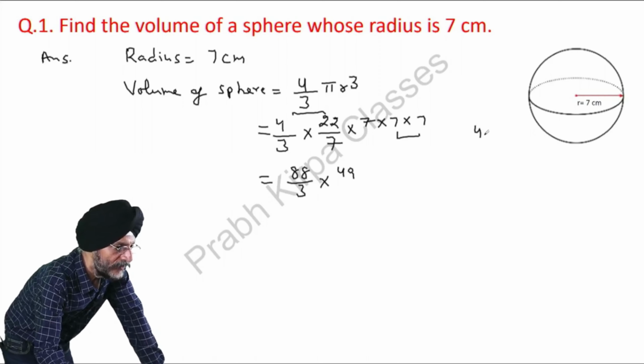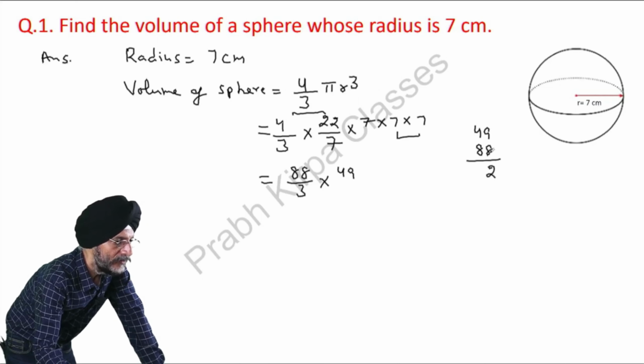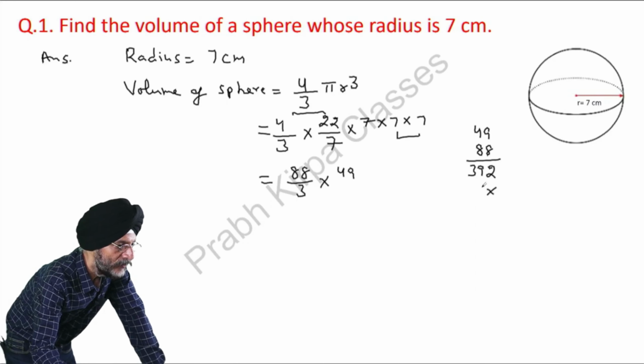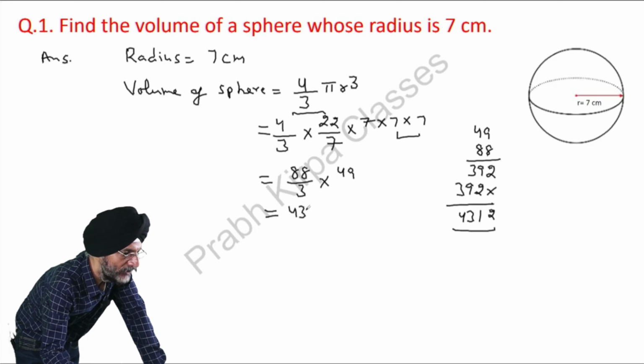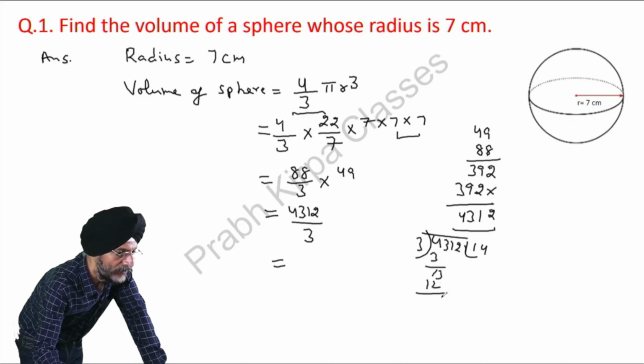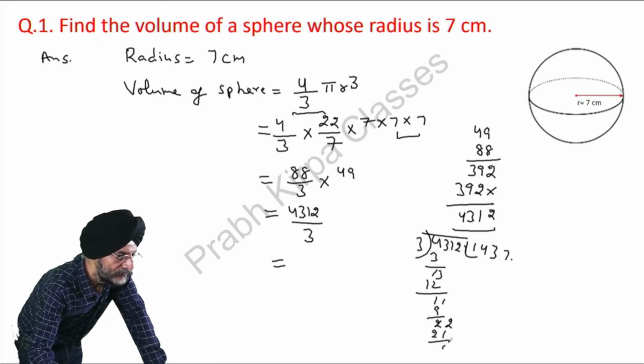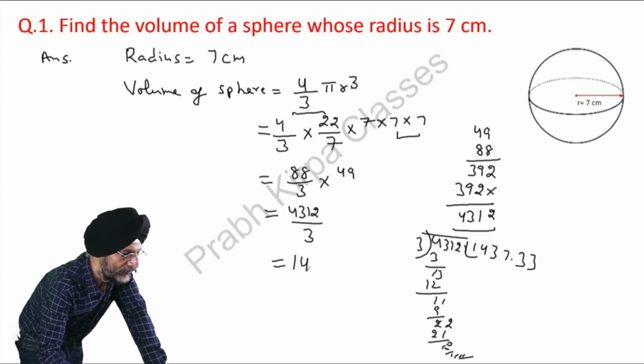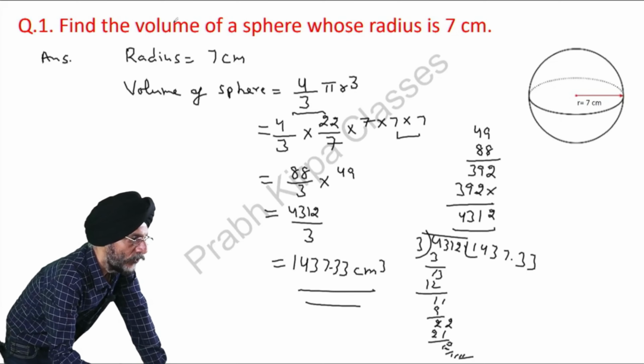we will multiply 49 with 88. So here it will come 4312 divided by 3. So the answer before us is 1437.33 cubic centimeter. This is the answer of volume of sphere.